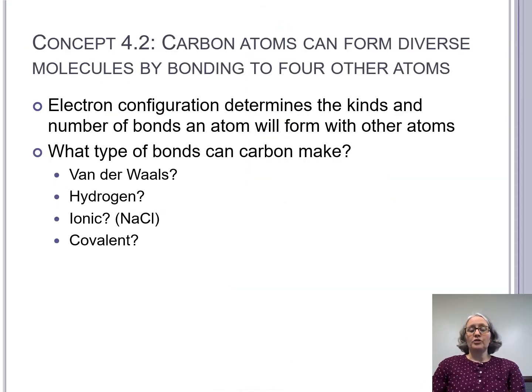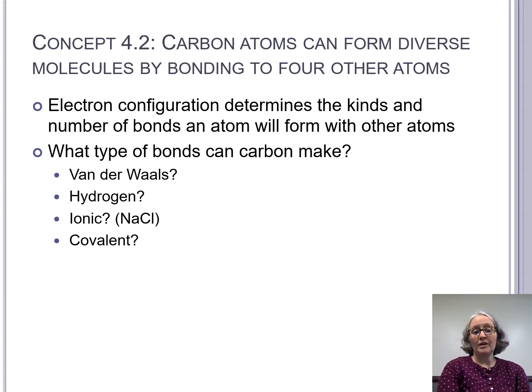In concept 4.2, we just again review some of the concepts we've already seen in earlier chapters. First, we want to remind ourselves that it's the electron configuration of an atom that really determines the type and kind of bond that an atom will form with other atoms. So let's think about carbon. We know that carbon's valence is 4. It's going to want to make 4 bonds.